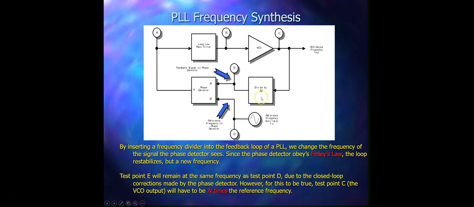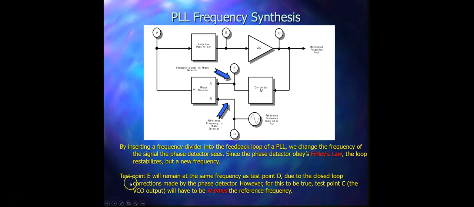By inserting a frequency divider into the feedback loop of the PLL, we change the frequency of the signal the phase detector sees. Since the phase detector obeys Finlay's law, the loop restabilizes at a new frequency. Finlay's law for the phase detector says that if the two inputs of a phase detector are not at exactly the same frequency, then the phase detector output will be in either positive or negative saturation. We have already seen that, but now we know that it is based on Finlay's law.